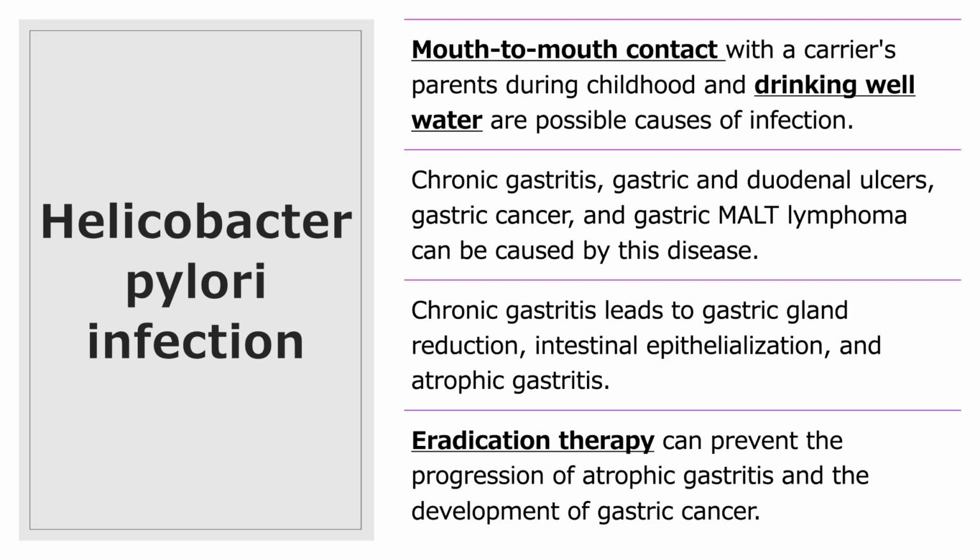Persistent Helicobacter pylori infection causes chronic gastritis. Chronic gastritis leads to gastric gland reduction and intestinal metaplasia, followed by atrophic gastritis. Endoscopic diagnosis of atrophic gastritis is used to determine if the patient is currently or once was infected with Helicobacter pylori. Helicobacter pylori eradication therapy can contribute to the prevention of the progression of current atrophic gastritis or the development of gastric cancer. This does not mean that gastric cancer will no longer occur, so regular endoscopies are necessary.